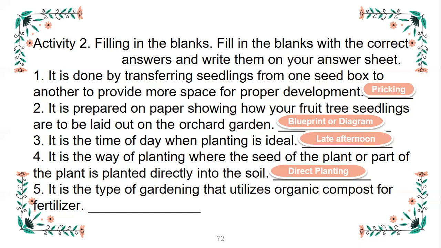Then number 5, it is the type of gardening that utilizes organic compost for fertilizer. What type of gardening is this? That utilizes organic compost. This is, you call, organic gardening. Very good. So, there you have it.